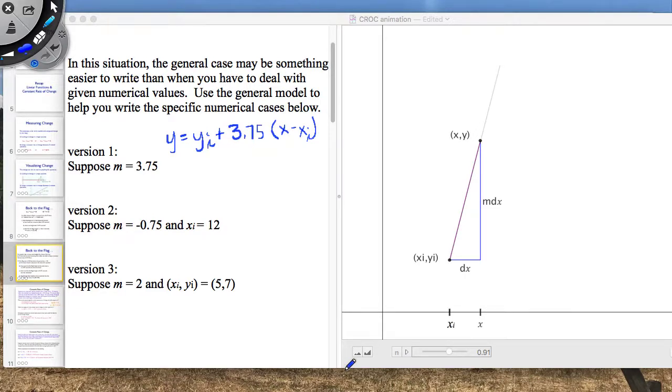So see if you can take our general situation and do versions 2 and 3. I'll make the pictures match when we do them, but take a minute or two. See if you can write your y equals y initial plus m dx, general expression for version 2 and version 3. I'll make m look like negative 0.75 in a minute, if you want to see that. But when you have more numbers, don't let it throw you off. When you have a constant rate of change, the same facts hold all the time.